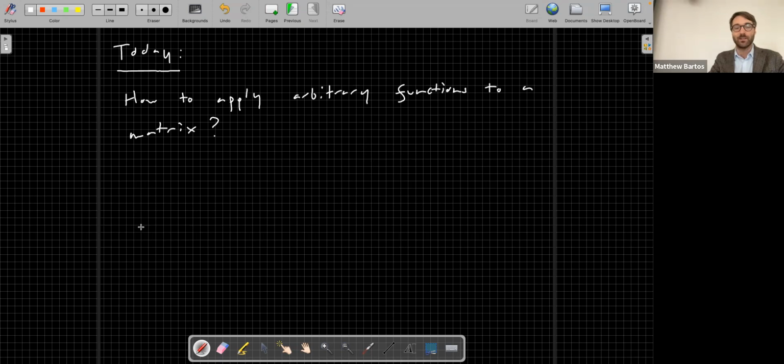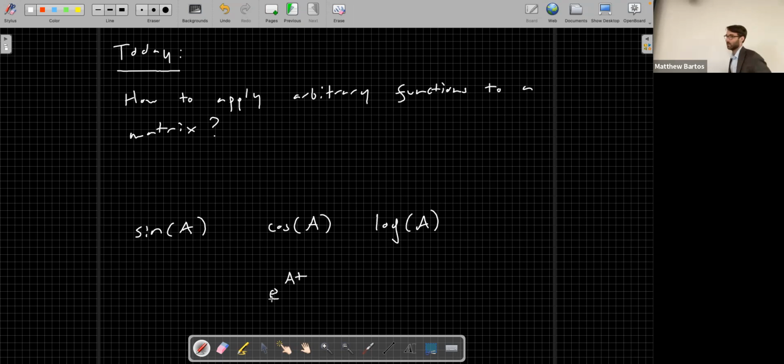So for instance, we could compute the sine of A. We could compute the cosine of A. We could compute the log of A, where A is a matrix. And most importantly, for our purposes, we can compute the matrix exponential. So e to the At is typically what we're interested in, where A is a matrix and t is a scalar. Okay, so great. That's what we're going to be talking about today.